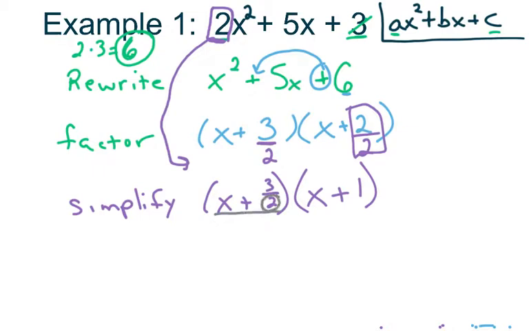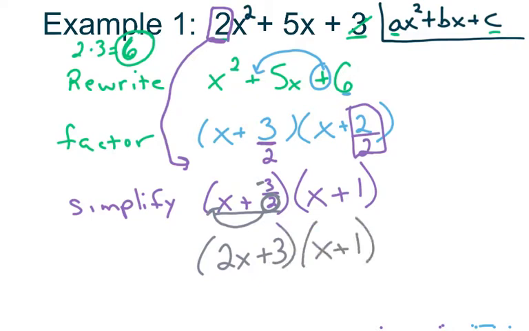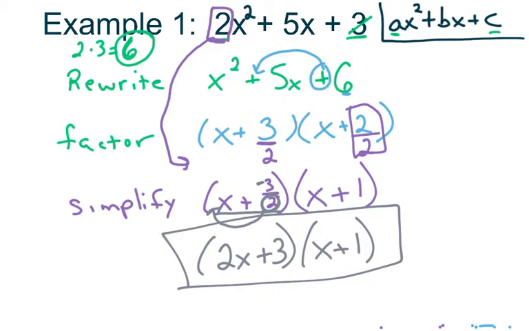You take your denominator and bring it up in front of your variable. So now I have 2x plus, and the numerator is the whole number, and then you bring down your x plus 1. So you've just factored using the bottoms up or slip and slide method. Let's do one more together.